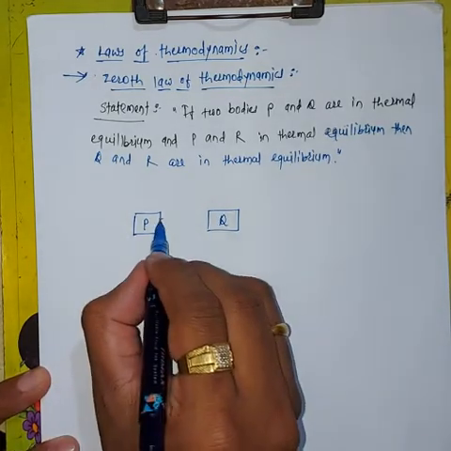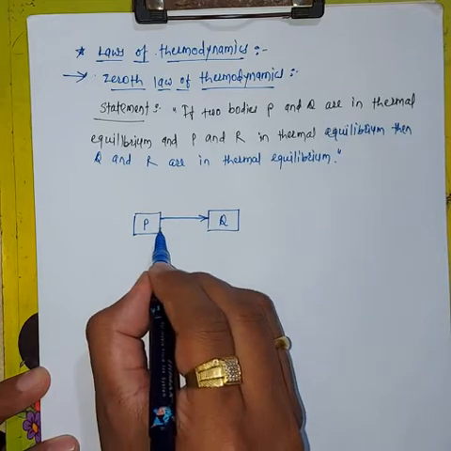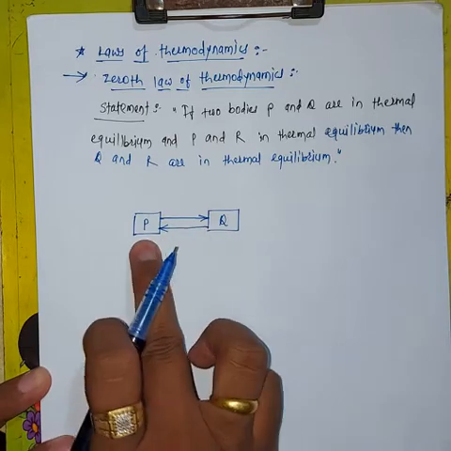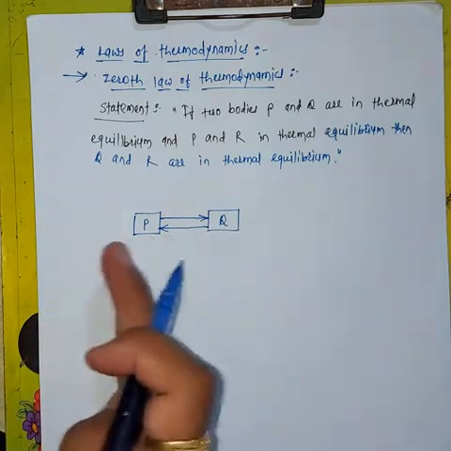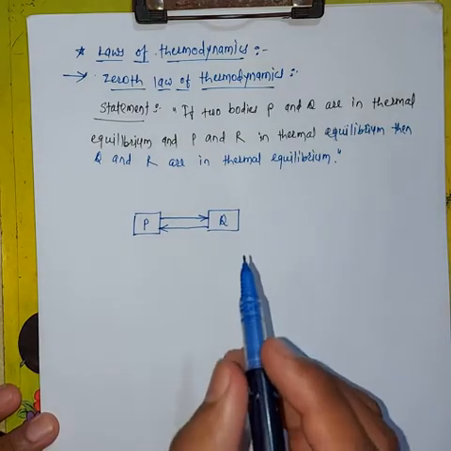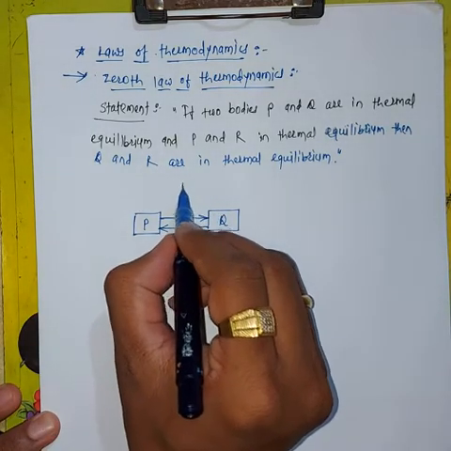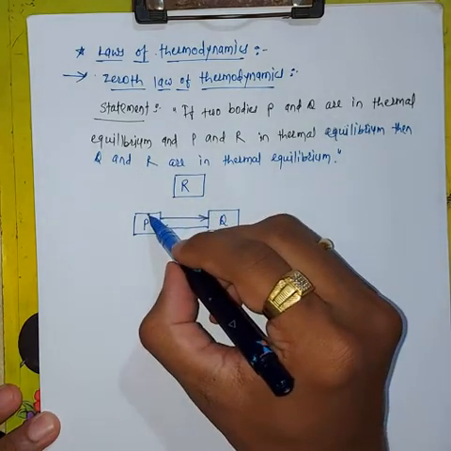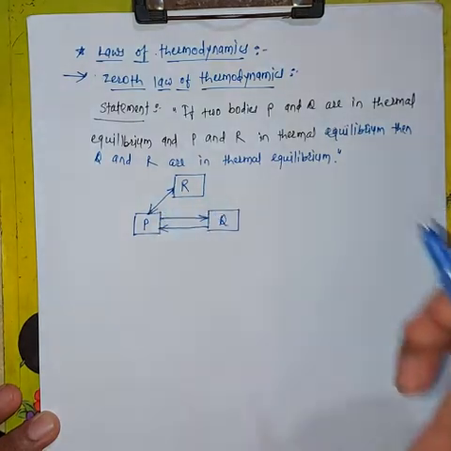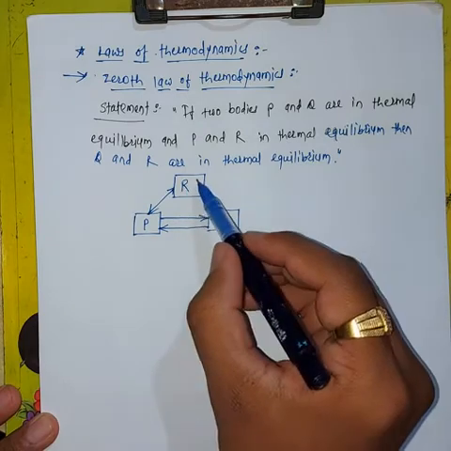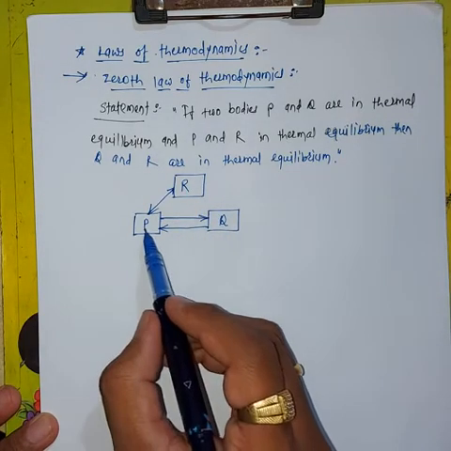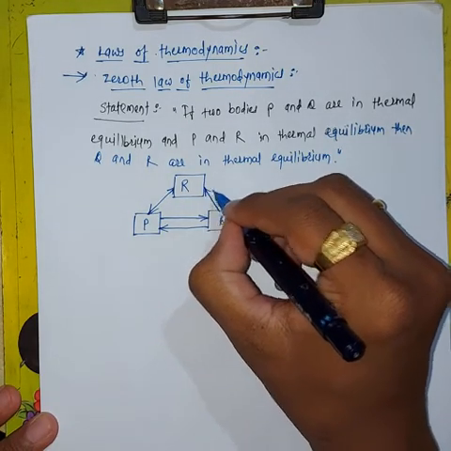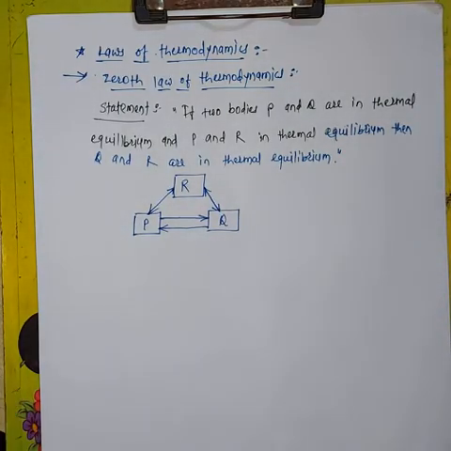These two bodies are in thermal equilibrium with each other. That means the temperature of this body will be transferred towards this one and the temperature of this body will be transferred toward this one. That means the two bodies are now in thermal equilibrium with each other. Then they will consider the third body here, that is R. They will say that P and R are also in thermal equilibrium with each other. If P and R are in thermal equilibrium, and P and Q are in thermal equilibrium with each other, then we can say that Q and R are also in thermal equilibrium with each other.